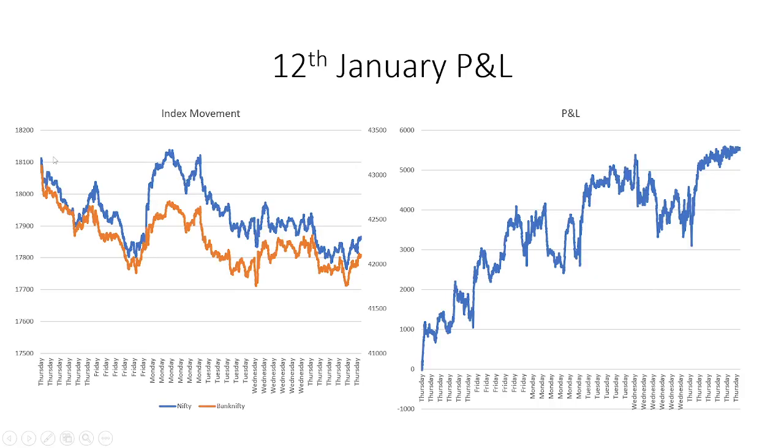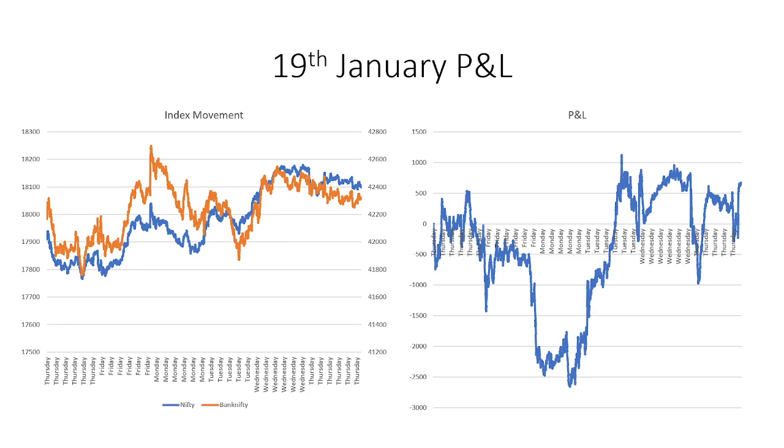In this case, you can see the market has gone down, with Nifty from 18,000 to maybe 17,800, and Bank Nifty again from 43,000 to maybe 42,000. So you have gained very good profit. That is how this works, and this is also almost a good positive correlation only, not so different.